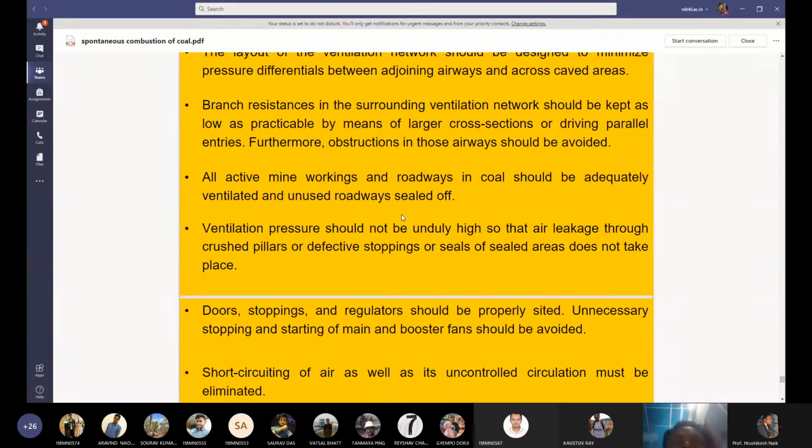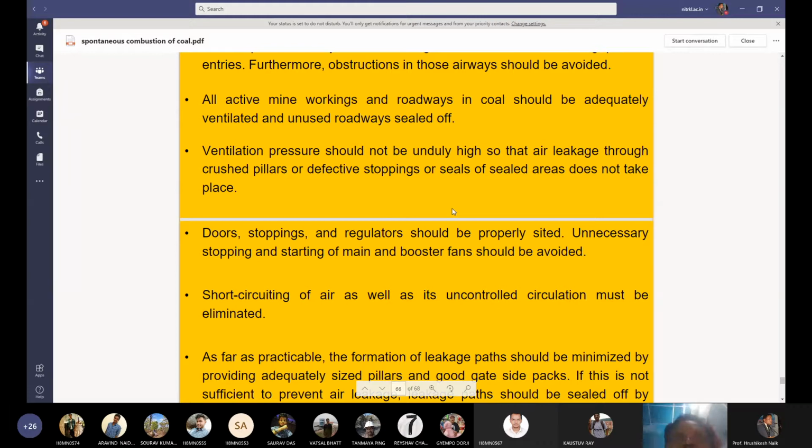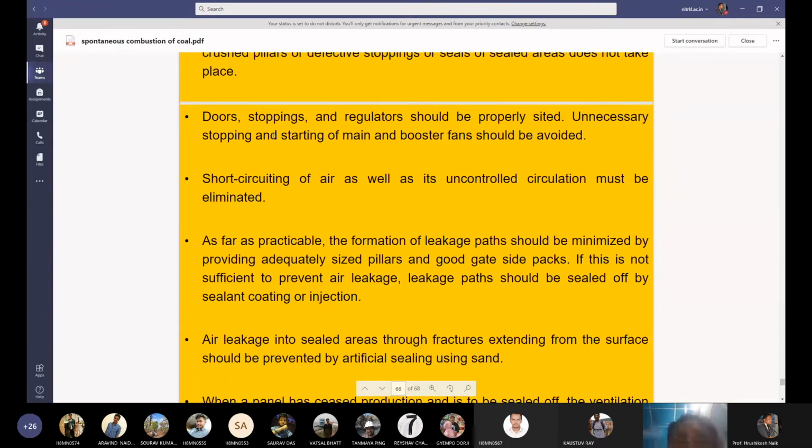All active mine workings and roadways in coal should be adequately ventilated, and unused roadways should be sealed up. Ventilation pressure should not be unduly high, so that air leakage through crushed pillars or defective stoppings or seals of sealed-up areas does not take place. And ventilation doors, ventilation stoppings and ventilation regulators should be properly sited.